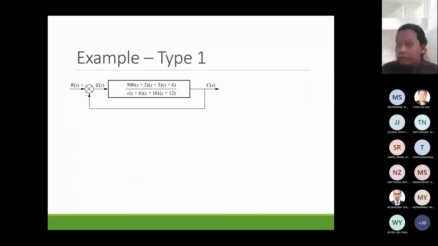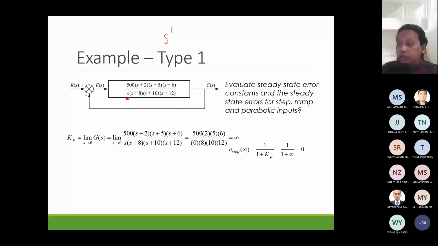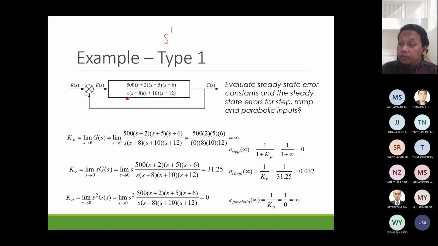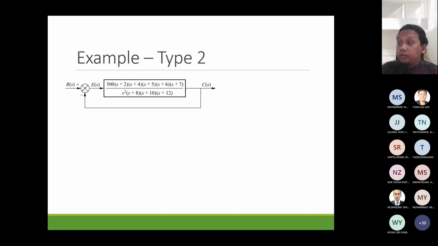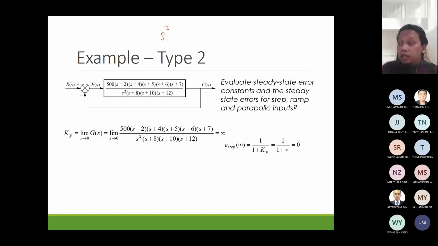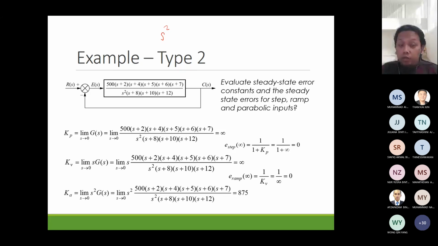Now let's look at the type 1 system. For type 1, you have s to the power of 1. Similarly, evaluate the static error constants and the steady state error. Kp equals infinity, so the steady state error is 0. Kv equals some value, so the steady state error is finite. And lastly, Ka equals 0 and the steady state error is infinity. For type 2, you have s to the power of 2. Similarly, Kp equals infinity, so the steady state error is 0. Kv equals infinity, so the steady state error is also 0. And Ka equals some value, so the steady state error is finite.